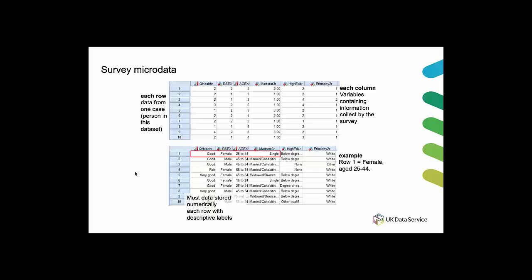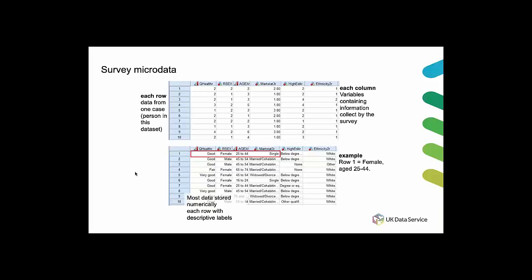UK and cross-national survey data are at the individual level. So they could be people or sometimes households. These types of data are called microdata. In the screenshot here, you can see how the data looks when you download it in a statistical package. In this case, we downloaded the data in SPSS.